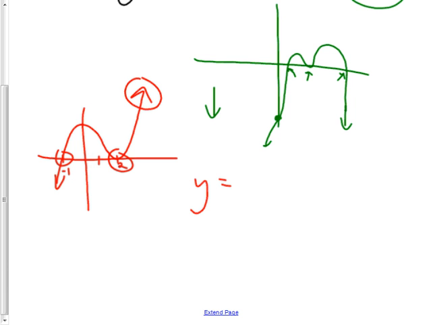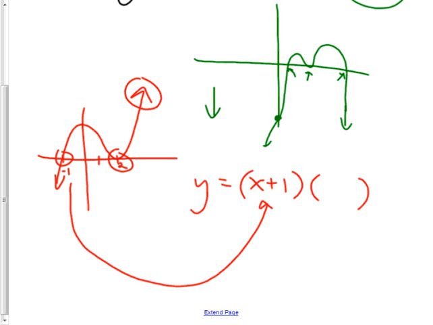Miss N, what did you say? 2 sets of parentheses, I'm assuming? Good. X plus 1, that way this -1 would make it a root. Okay, then what? X plus 2, and then I'm not sure about the x plus 2. There you go, good. And then squared. And squared, that's the key right there. That bounce right there tells me that's a squared.